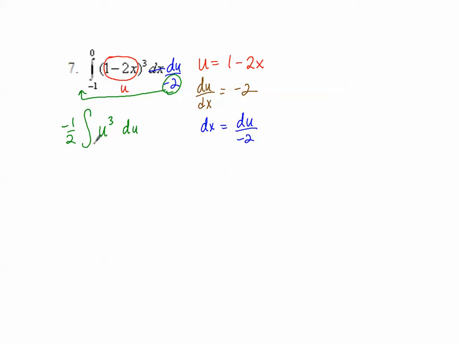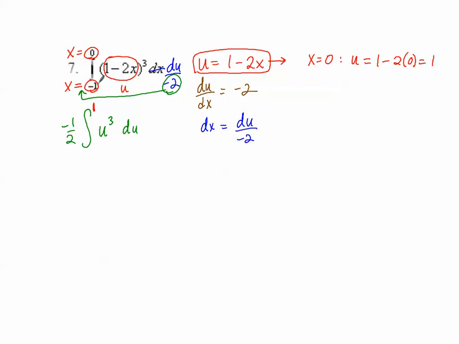Why not? Here's why. This and this is saying go from x equals negative 1 to x equals 0. But I've changed so that everything is in terms of u. That means I have to change the limits also. If x equals 0, let's figure out what does u equal. Well, if u equals 1 minus 2x, let's use that. If x is 0, 1 minus 2 times 0 makes 1. So our new upper limit is 1.